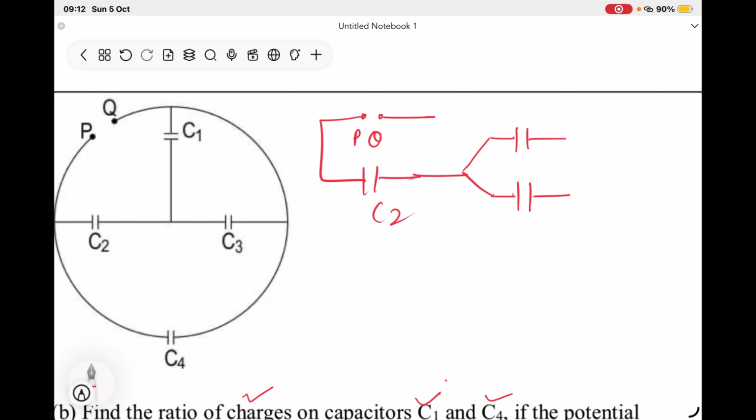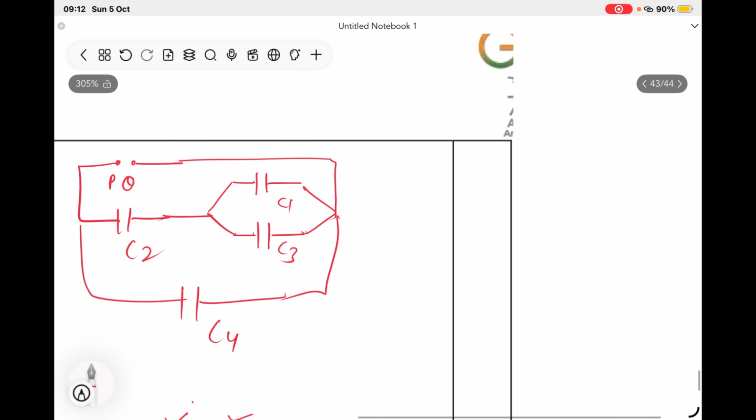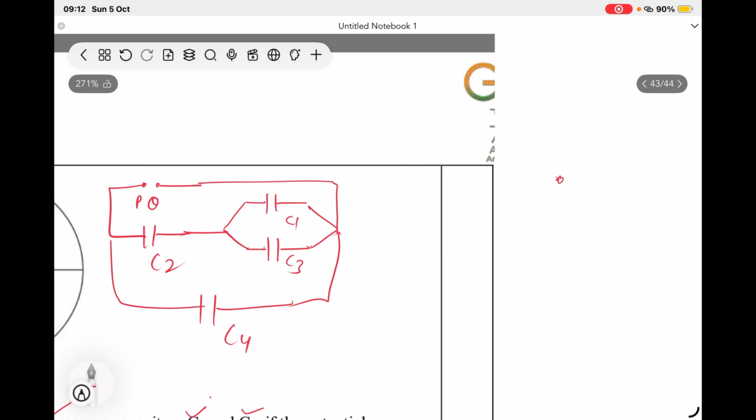C1 and C3 were in parallel, and then the lower portion was C4. You have to draw, or you should draw, all the diagrams in one place. So now you can see C1 and C3 were in parallel, so we did it like this.